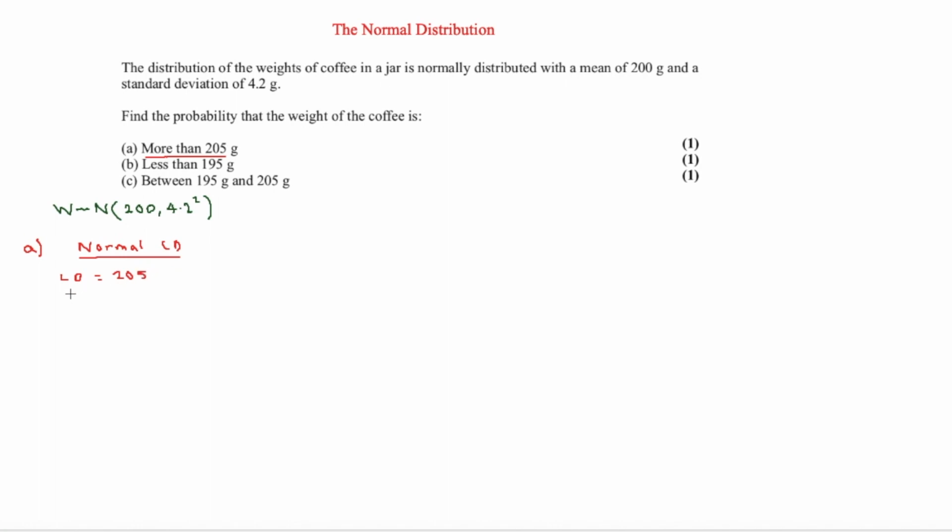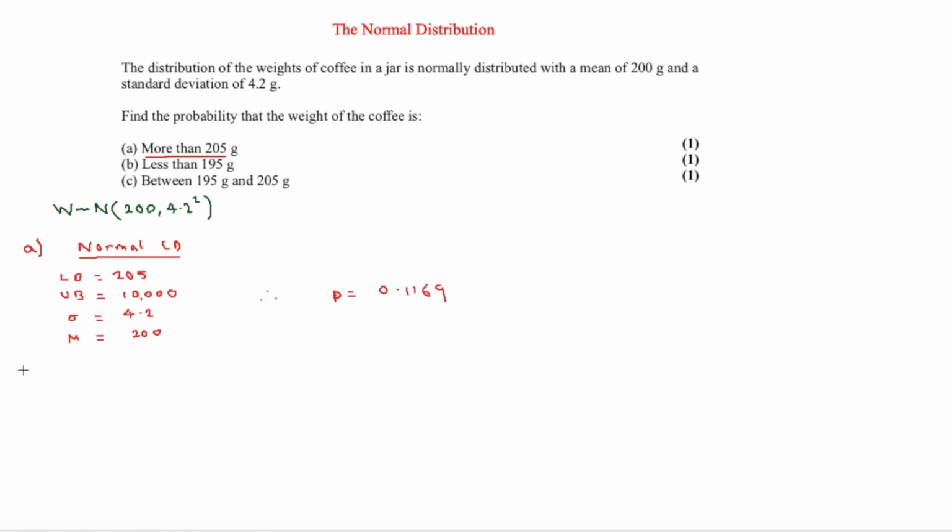Then our upper bound can basically be any extremely high number. Officially, if it's 5 standard deviations higher, then it will definitely be in the range, but in this case we'll just say 10,000. It doesn't have to be a specific number as long as it's way above that 5 standard deviation mark. Then our standard deviation is 4.2 and our mean is 200. Press equals on your calculator, and the probability is equal to 0.1169.